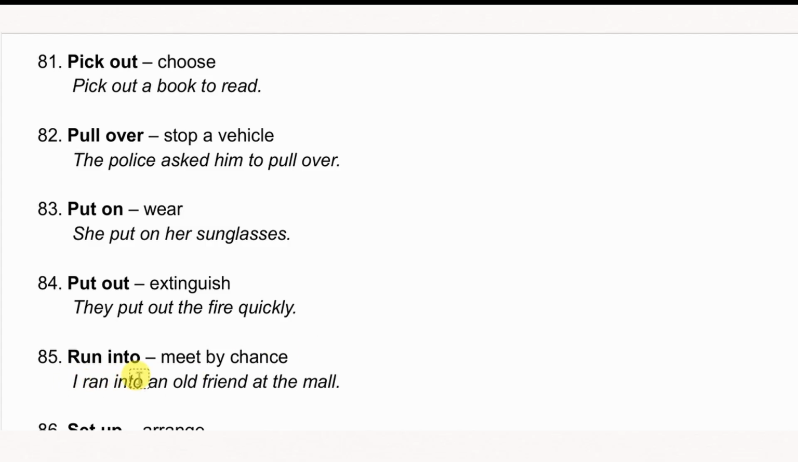Eighty-five, we have run into. This is to meet by chance. I ran into an old friend at the mall. Also, we talked about a word which is similar to this, which was to come across. Hope you remember it.